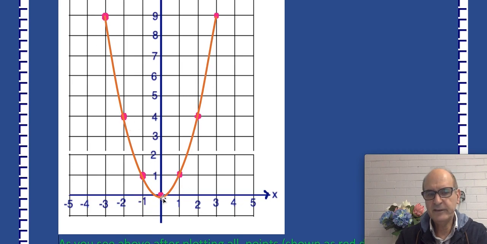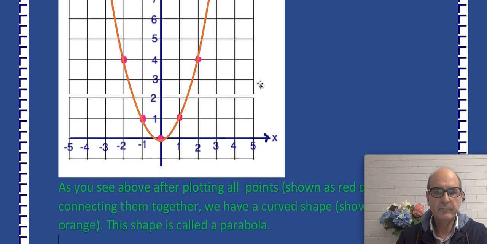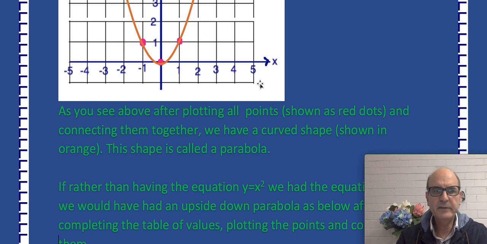And as you can see, this parabola has a minimum point here. That's the minimum point of the parabola, or sometimes we call them vertex. So vertex or minimum. All right, so that is a basic parabola.